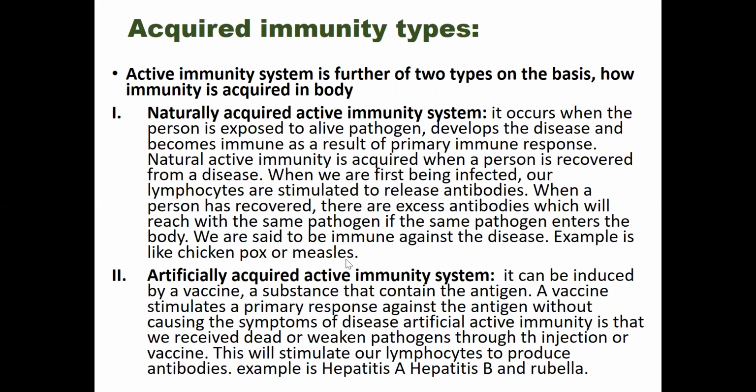Another type is artificially acquired active immunity. It can be induced by a vaccine, a substance that contains the antigen. A vaccine stimulates a primary response against the antigen without causing the symptoms of the disease. So through vaccination we can get an acquired immune response.